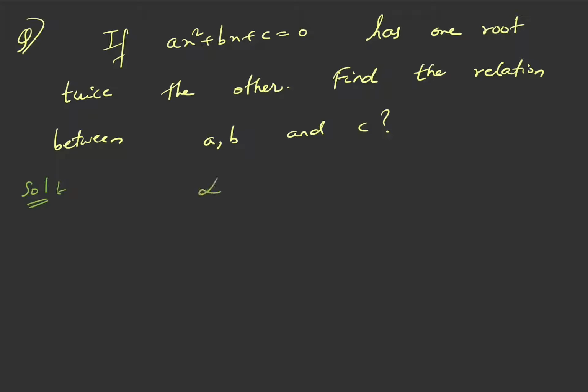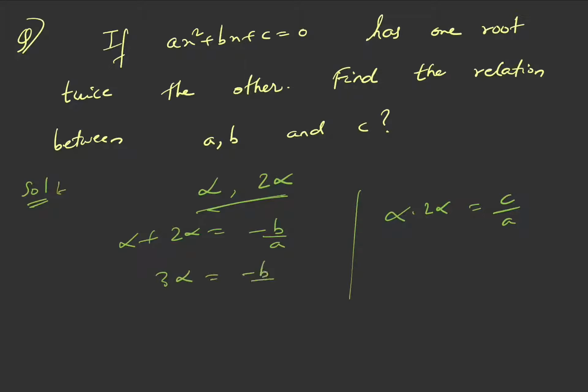So see, one root is twice the other, so let us say one root is alpha, then the other root will be 2 alpha, right? So roots are alpha and 2 alpha. So what is the sum of the roots? Alpha plus 2 alpha is minus b by a, and the product of the roots, alpha into 2 alpha, is c by a. So here I have 3 alpha is minus b by a, so I get alpha is minus b by 3a. So let us put the value of alpha in this equation.